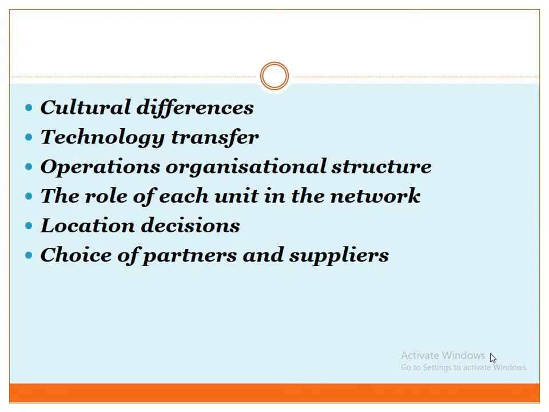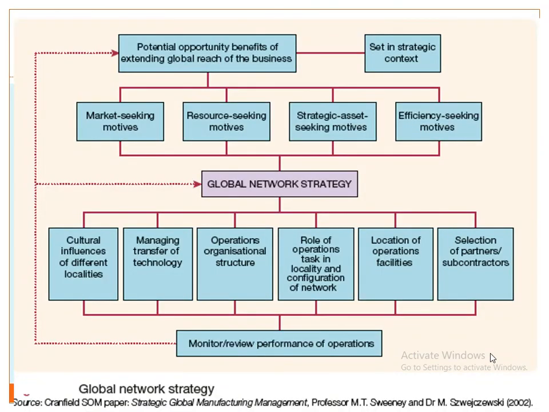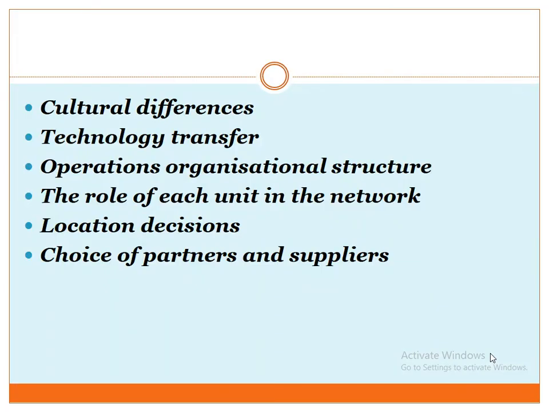So there can be cultural differences. The operations of the global supply network must take into consideration the factors included in the lower part of the figure that includes the cultural differences, then technology transfers you can see in the figure, then operations organization structure, then the role of each unit in the network, then location decisions and choice of partners and suppliers.